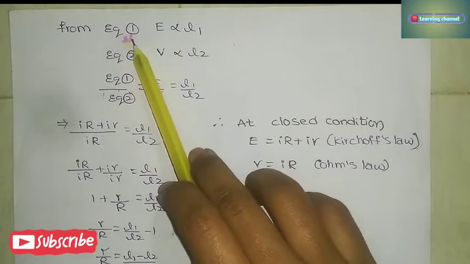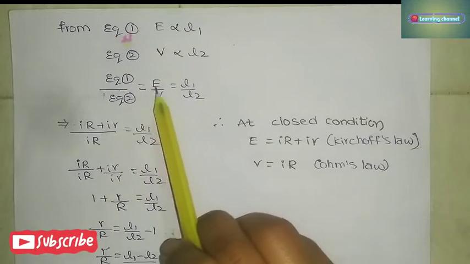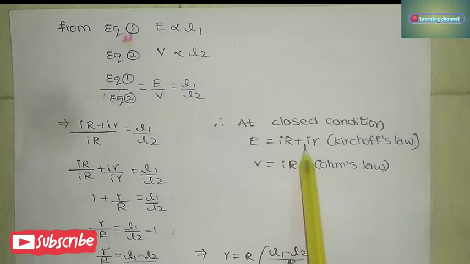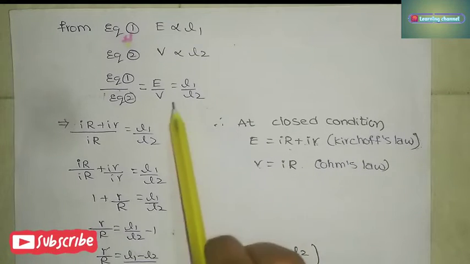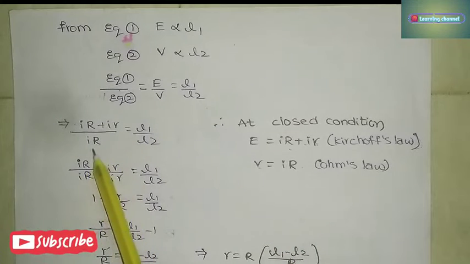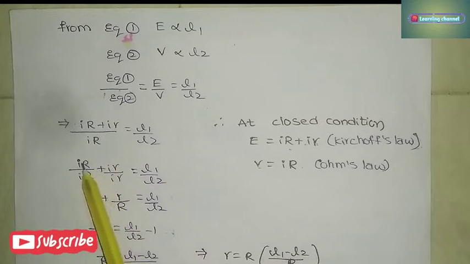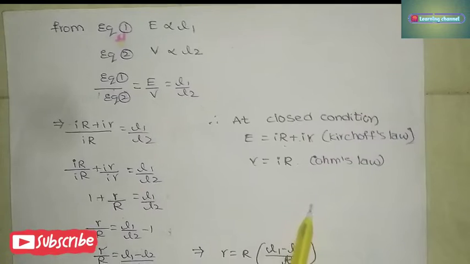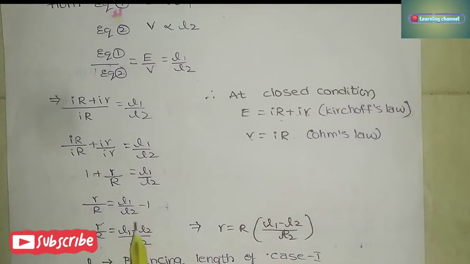Now, equation 1 divided by equation 2: E by V is equal to L1 by L2. We know that E is equal to Ir plus IR, where r is the internal resistance and R is the resistance of the resistor, from Kirchhoff's law. From Ohm's law, V is equal to IR. So in place of E and V, I am writing these. Now take the LCM: (Ir plus IR) by IR equals L1 by L2. The I's cancel, so this is 1 plus r by R equals L1 by L2. Sending the 1 to the other side, we get r by R equals L1 by L2 minus 1. Take the LCM L2, so L1 minus L2 by L2.